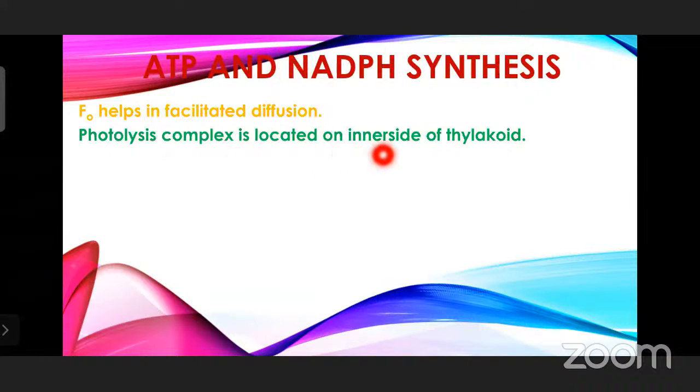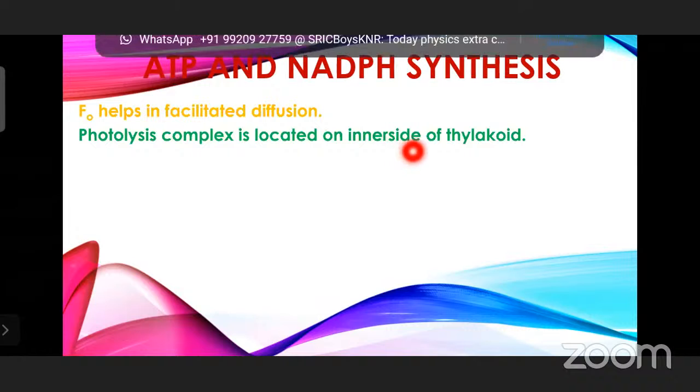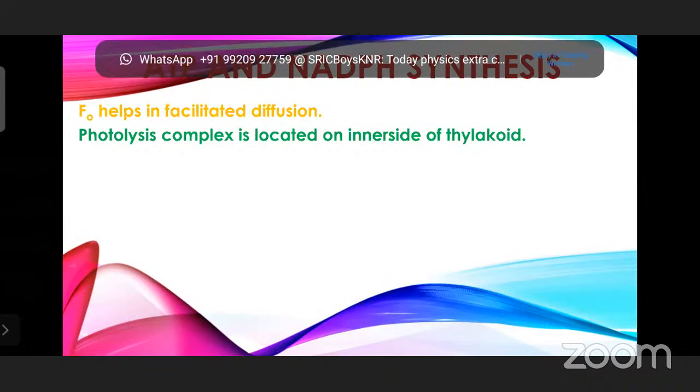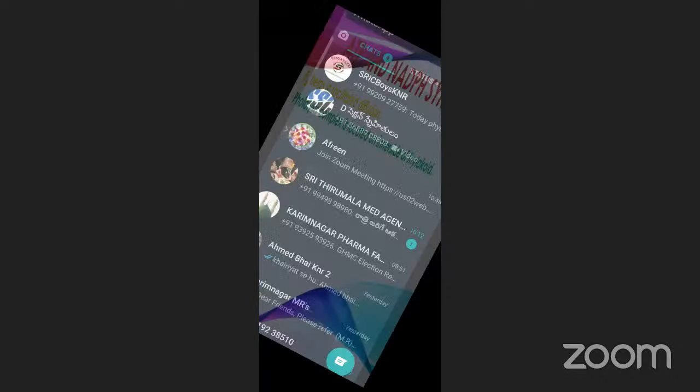The photolysis complex is located on the inner side of the thylakoid, and photolysis complex means water splitting occurring in the lumen inside the thylakoid membrane, on the inner side. There only the proton gradient can increase because of this photolysis of water.